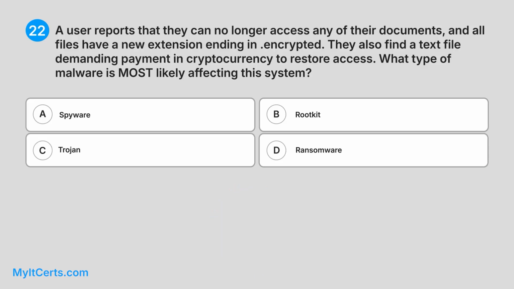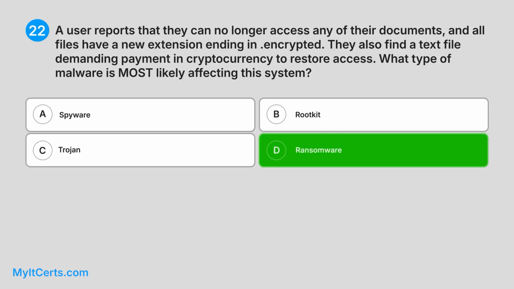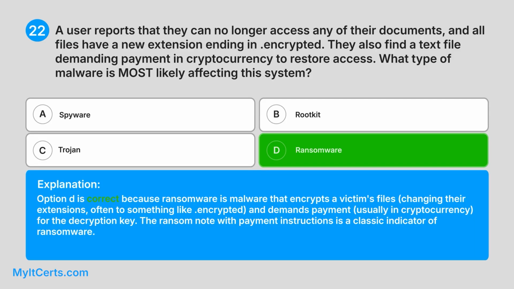Correct answer: D. Ransomware. Explanation: Option D is correct because ransomware is malware that encrypts a victim's files, changing their extensions, often to something like "encrypted," and demands payment, usually in cryptocurrency, for the decryption key. The ransom note with payment instructions is a classic indicator of ransomware.